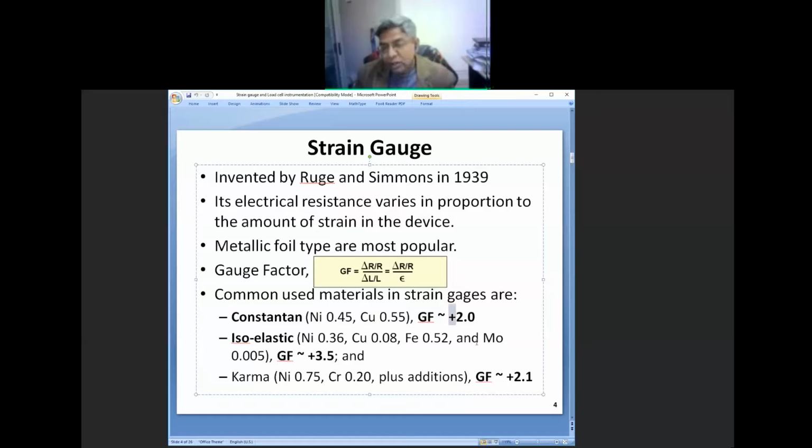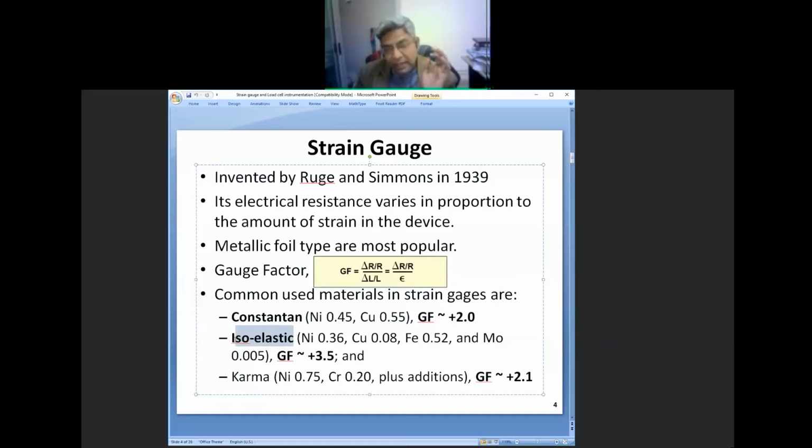Can gauge factor also be negative? The answer is yes. Gauge factor can also be negative. So our objective is to stay in the positive. We will see in the next slide when gauge factors become negative.